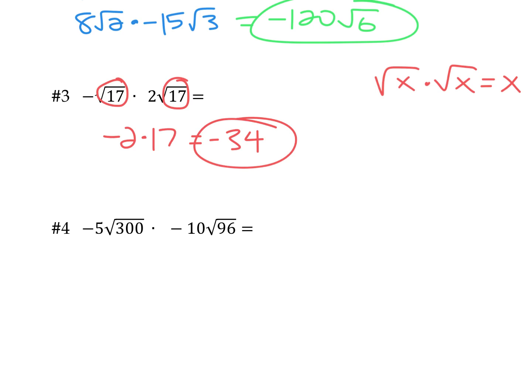All right, let's look at number 4. I can simplify this first maybe here because 300 times 96, if you do that, then you're going to have some really big number to try and simplify. So this would be 100 times 3. Get the negative 5 there.